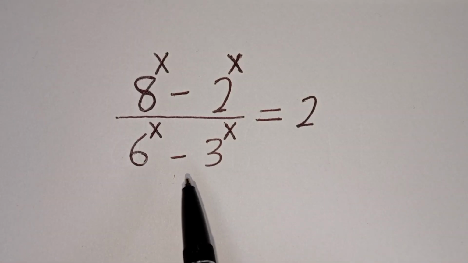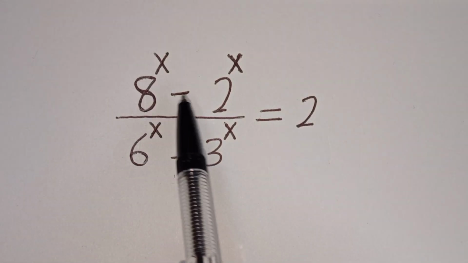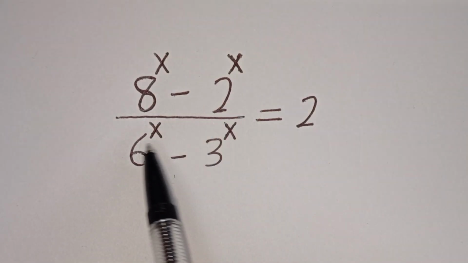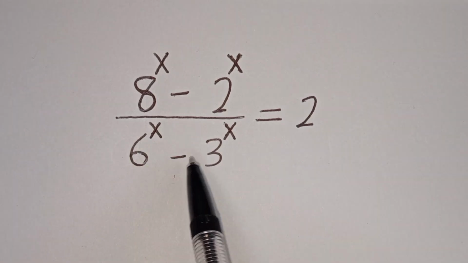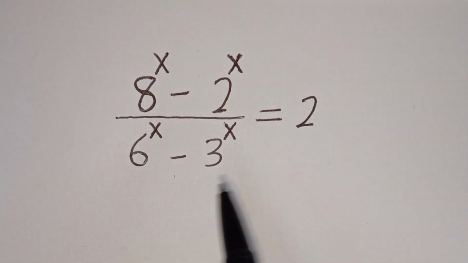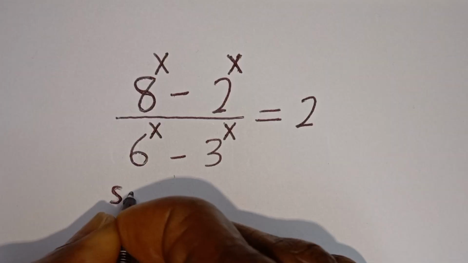Hello, how to solve for x in this equation? (8^x - 2^x)/(6^x - 3^x) = 2. Solution.